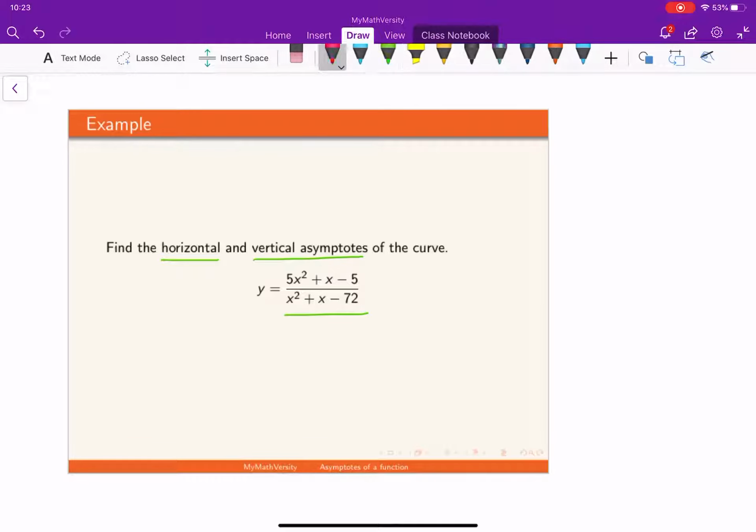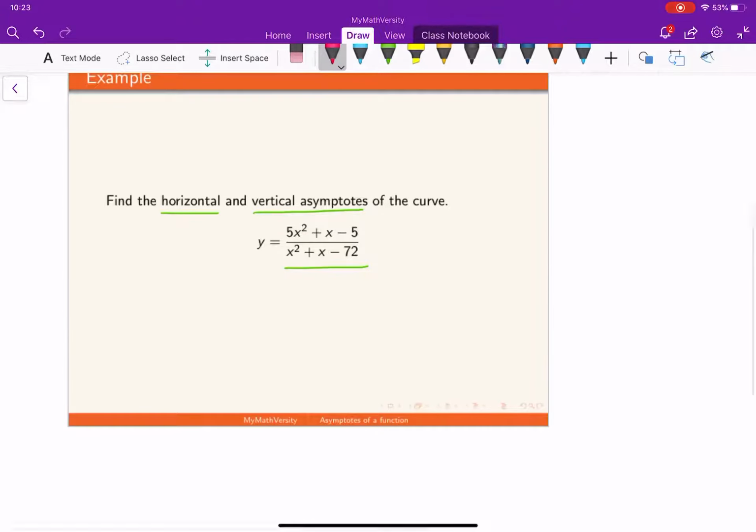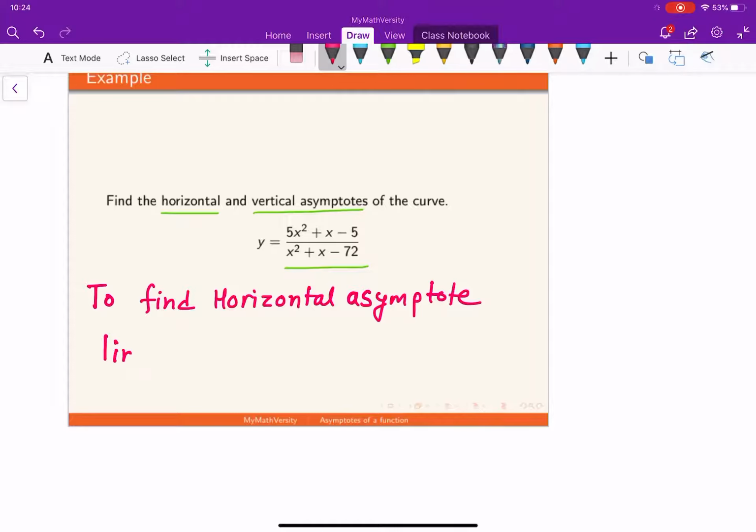Let's first focus on how to find the horizontal asymptote. Our goal is to see if we can find the horizontal asymptote for the given curve. And how can we do that? By the definition, we can evaluate the limit of the function, in this case 5x squared plus x minus 5 divided by x squared plus x minus 72. We need to evaluate the limit of this function at positive or negative infinity.